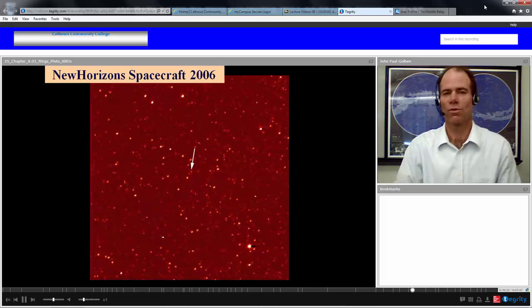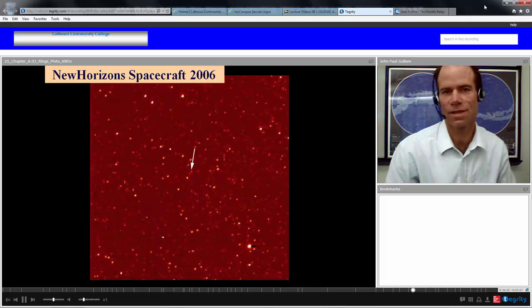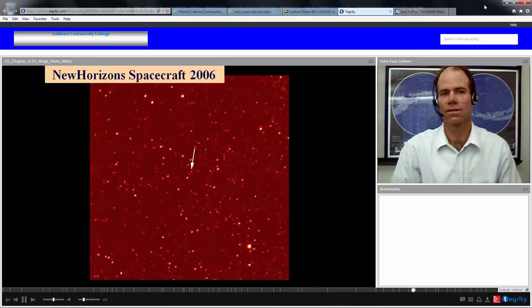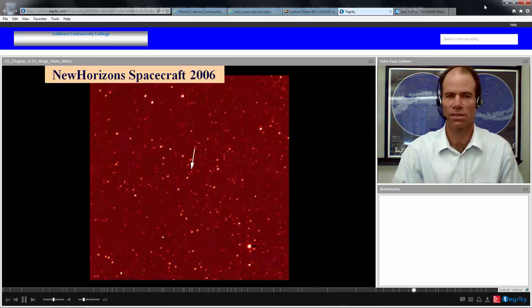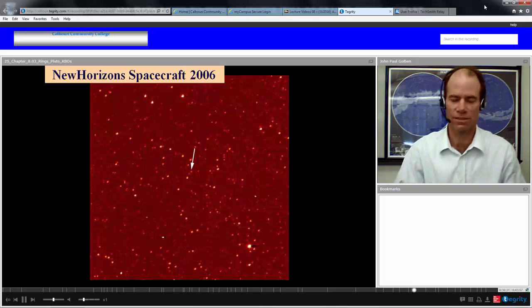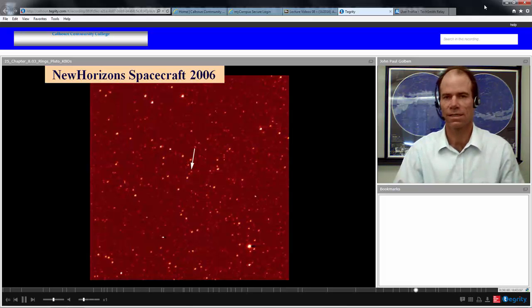We wish to know more about Pluto, and in 2005, the New Horizons spacecraft was launched on a journey to make it to this outermost dwarf planet. It should arrive in 2015, so we're looking forward to when it will get there to take some pictures of Pluto.